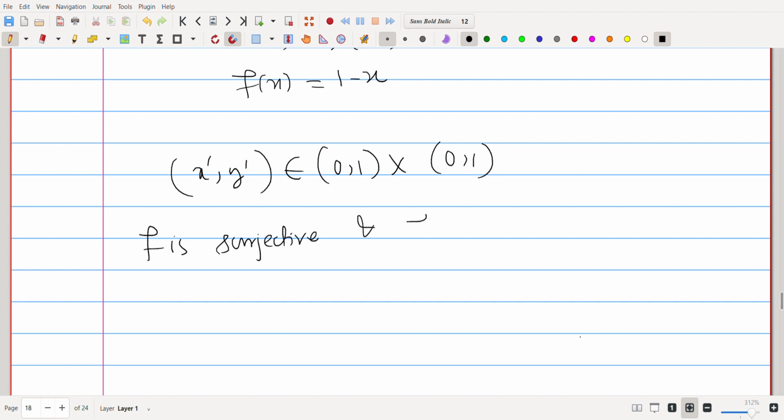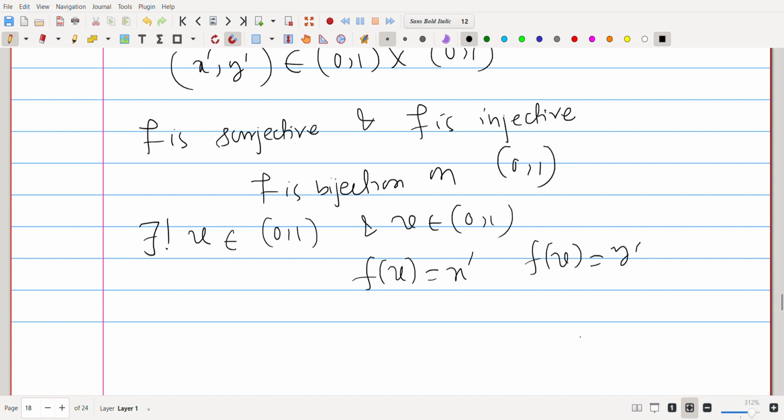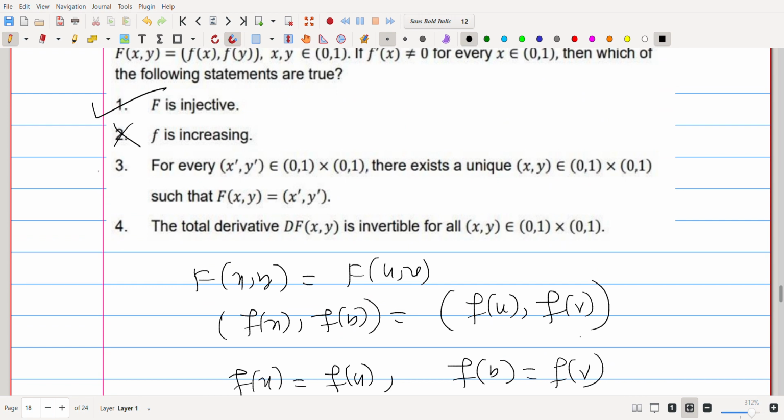F is surjective and f is injective by given condition, right? That means f is bijective on (0,1). So that means there exists unique u belongs to (0,1) and v belongs to (0,1) such that f of u equals x prime, f of v equals y prime. So in particular, F of (u, v) equals (x prime, y prime). And since this is unique, hence for capital F, this is unique.